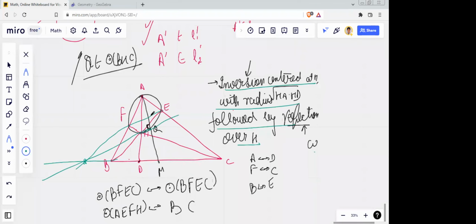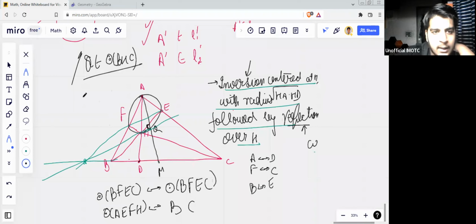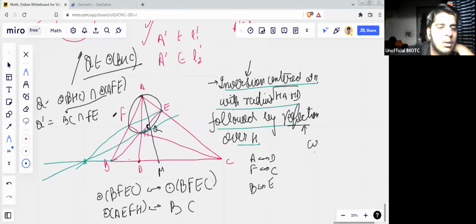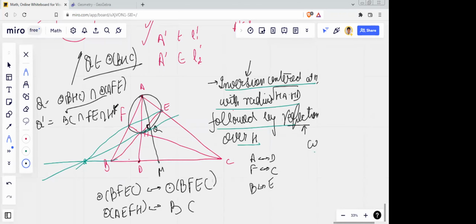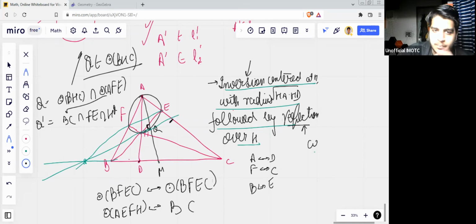For this inversion proof, notice that Q is the intersection of circles BHC and AFE. The image of AFE is BC, so Q dash will lie on BC, and the image of BHC is just FE, so it will lie on FE also, right? Moreover, the image of Q should lie on the line HQ, obviously. So these three are concurrent, and that's the intersection point. Is this clear? Yes. Okay.